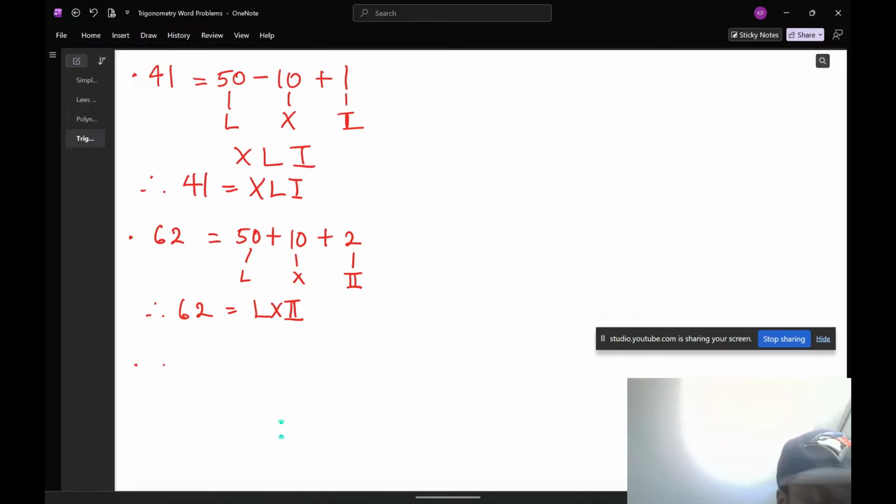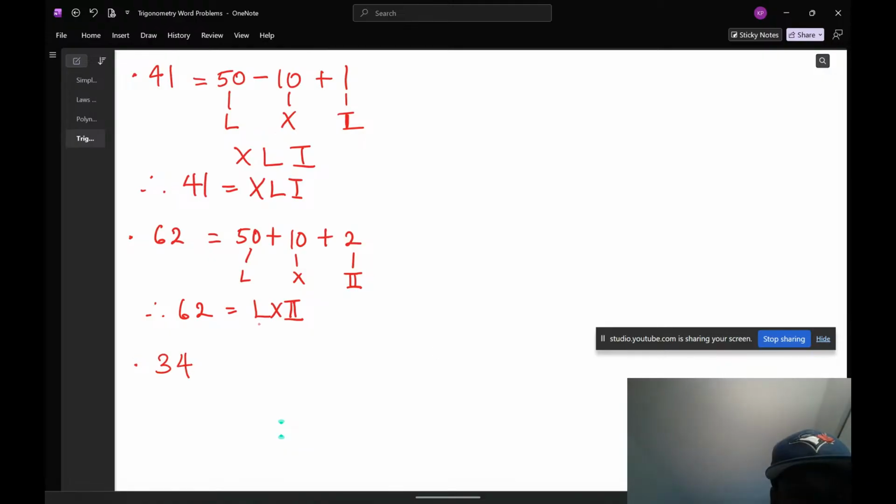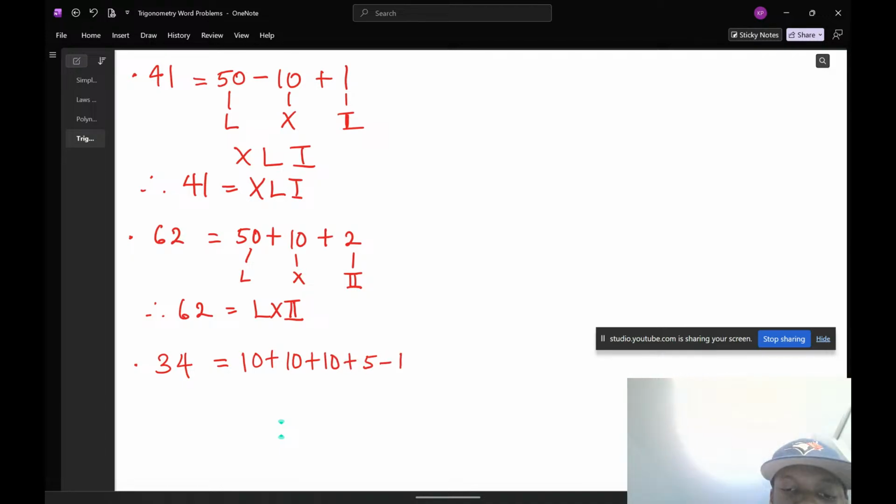Now let's do 34. So 34 will be 10 plus 10 plus 10 plus 5 minus 1. 10 is X, 10 is X, 10 is X. 5 is V. 1 is I. Okay? And like I said before, because we are subtracting, 5 minus 1 is 4.